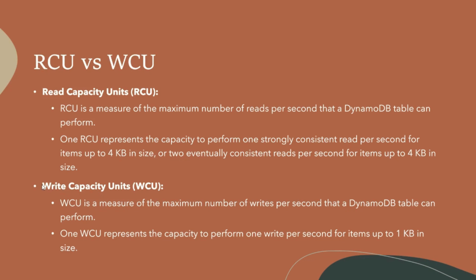So the same thing applies to WCU. WCU is the measure of maximum number of writes per second that the DynamoDB table can perform. One WCU represents the capacity to perform one write per second for items up to 1 kilobyte in size. So let's say you have 5 WCUs. So you have 5 writes per second for items up to 1 kilobyte in size. That's basically what it means.